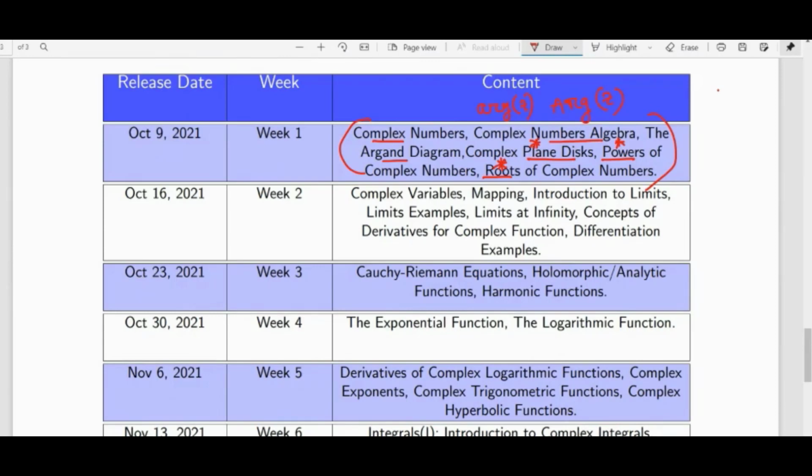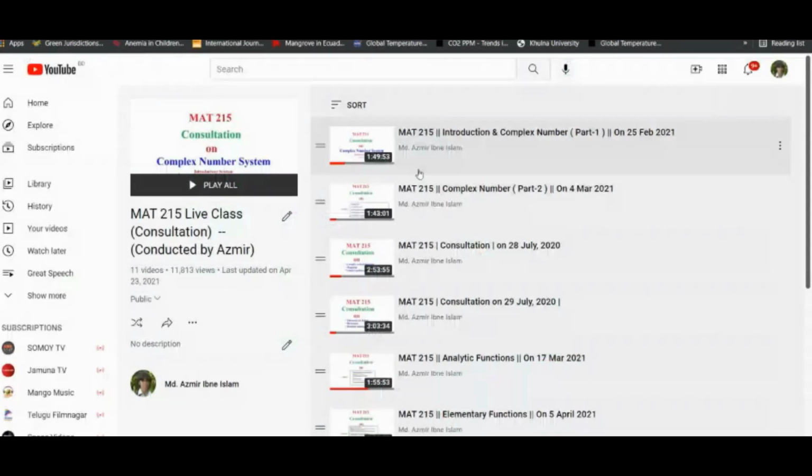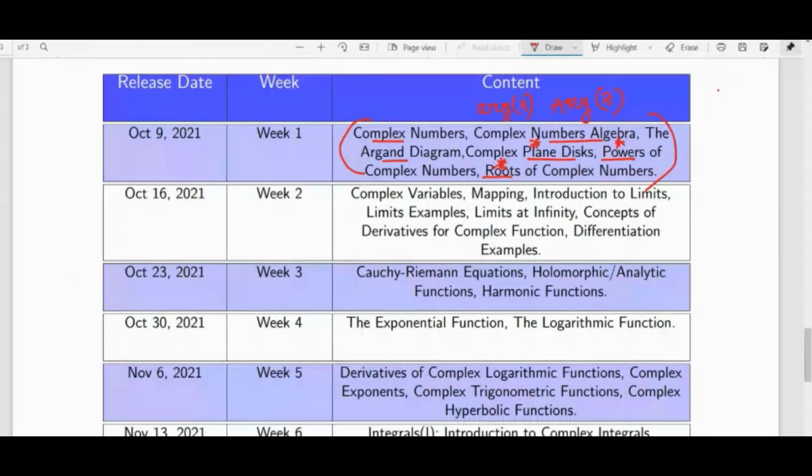So you can think about this session as the continuation of these previous two sessions. Okay, because we are going to solve some problems directly from the reference book.